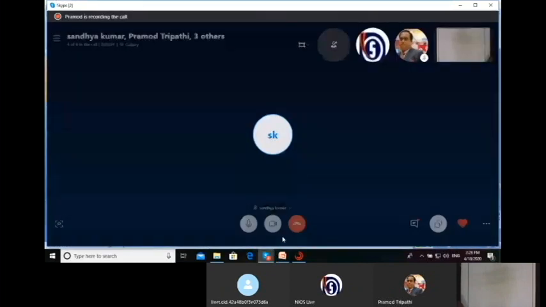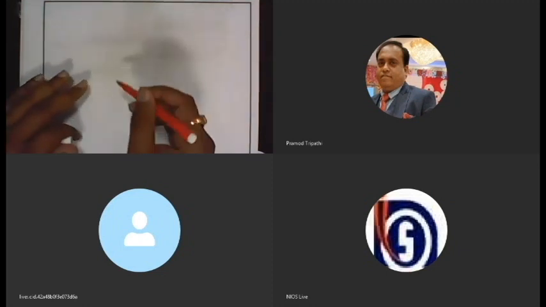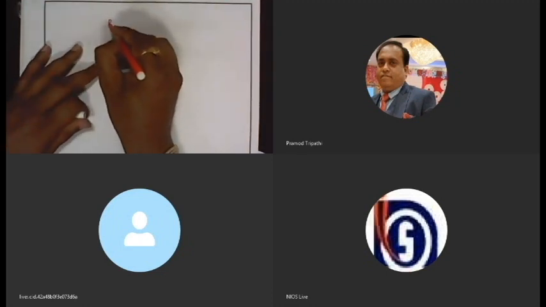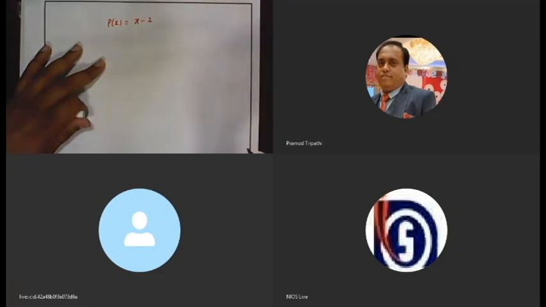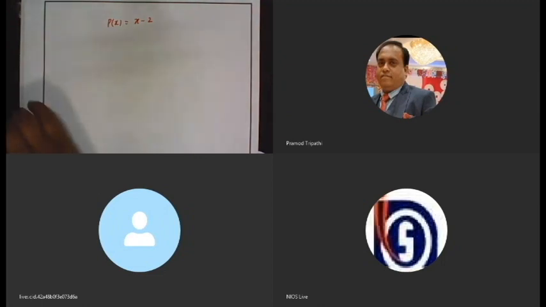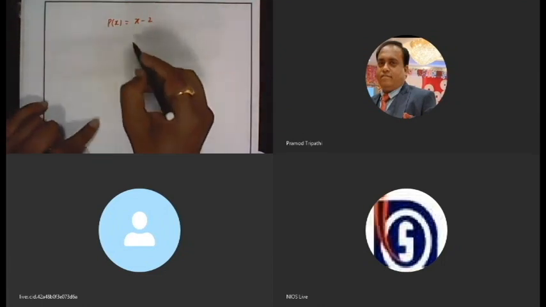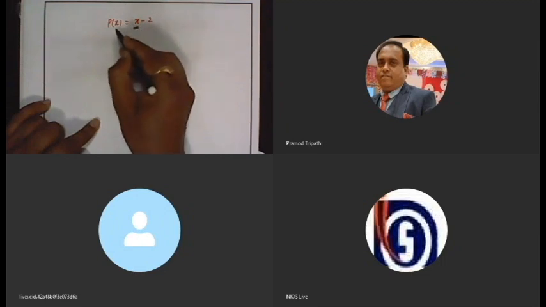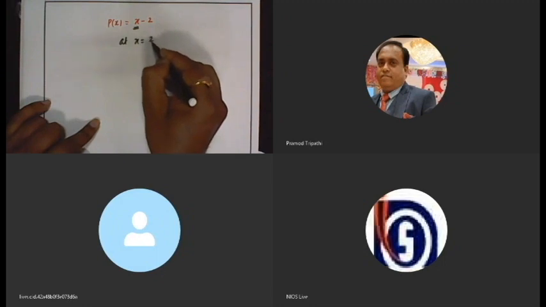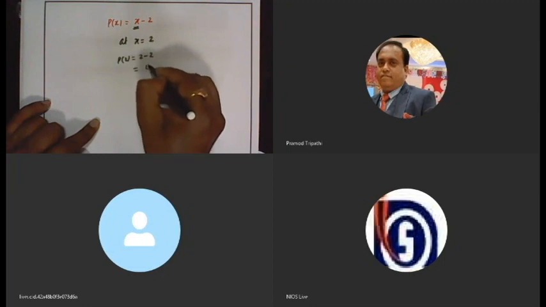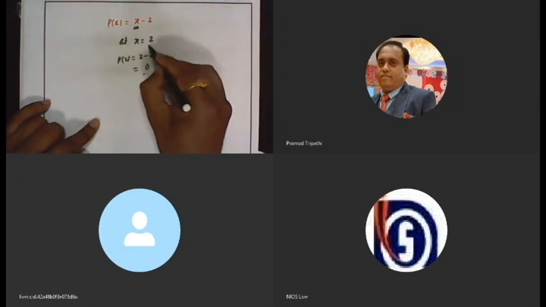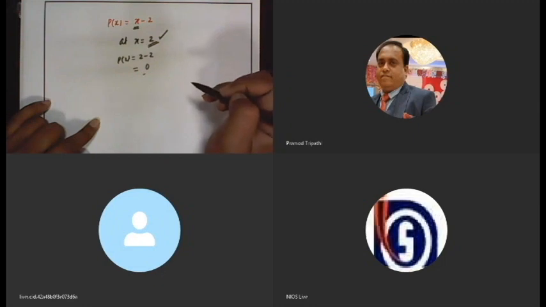Now you see here, I take an example, a polynomial P(x) equal x minus 2, a very simple example. For what value of x is the value of this polynomial 0? When we put x equal 2, the value of the polynomial is 0. So 2 is the zero of the polynomial.